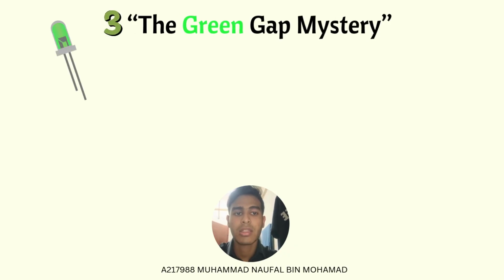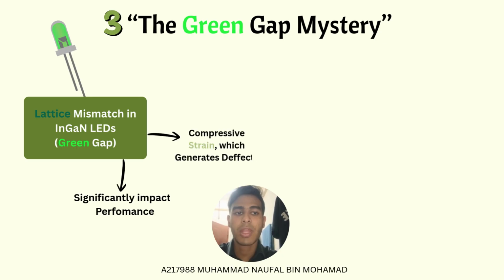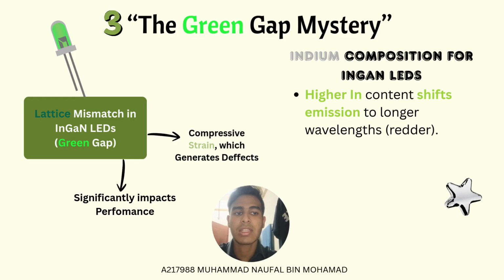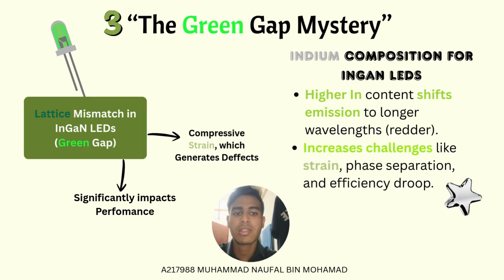Hello everyone, today we're diving into the green gap mystery. The first point is the cause: lattice mismatch and indium. The problem stems from lattice mismatch. To produce green light, we must increase the indium composition in InGaN LEDs. However, more indium creates intense compressive strain. This isn't just a physical tension. It shifts the emission but also triggers phase separation and efficiency drop.